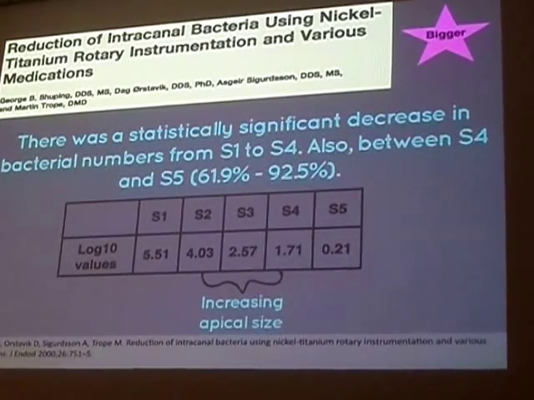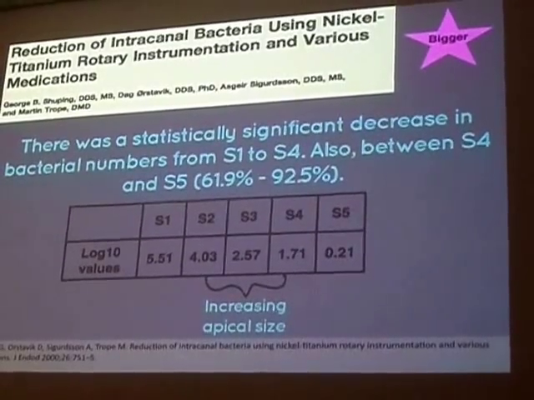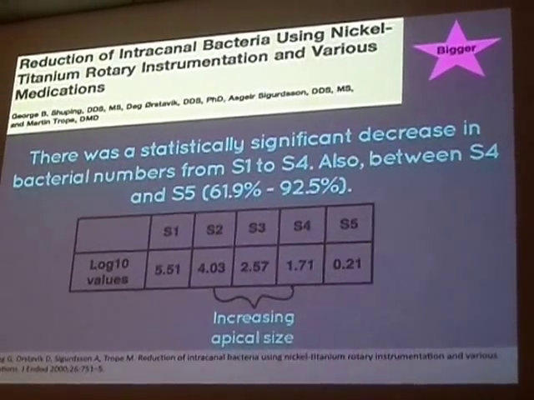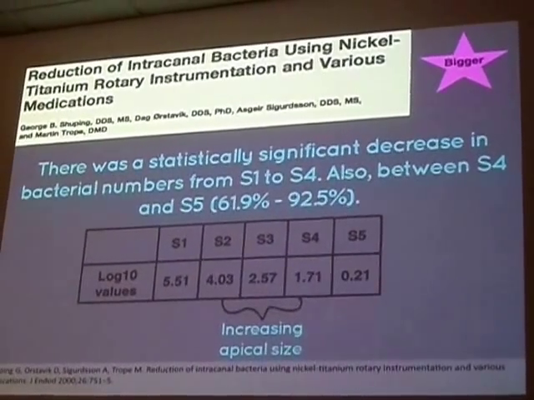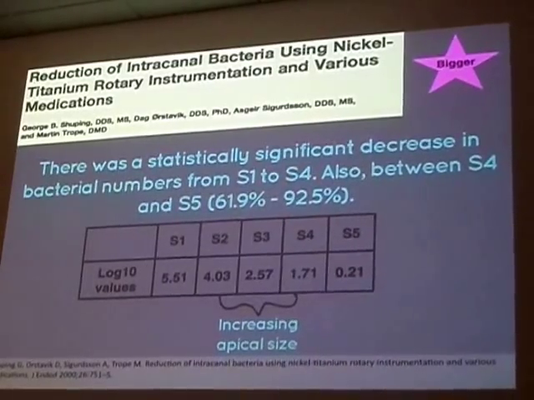And what he finds here is that there actually is a statistically significant difference based on apical sizes. So the larger the apical size, he saw a greater bacterial reduction.